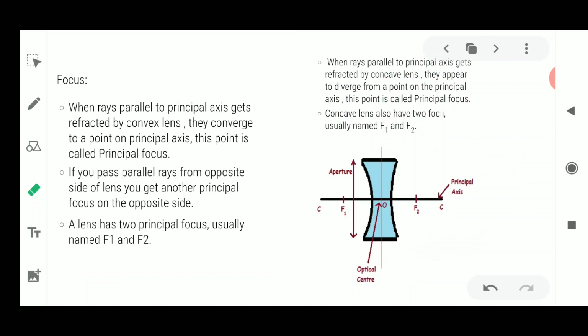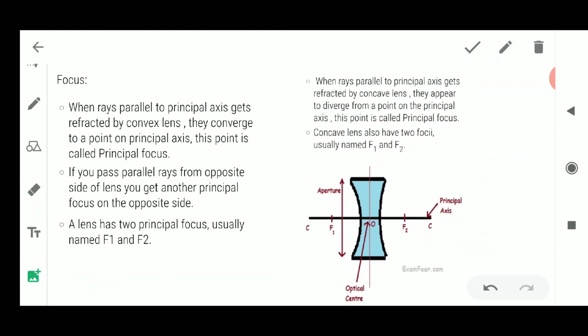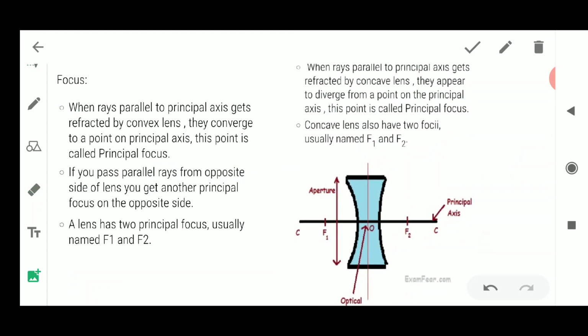Now next thing is what is focus. We have already seen what this focus is. Focus means when rays which are parallel to the principal axis get refracted, they meet at a point that is known as the focus. It was very similar in the mirror also, that whenever rays of light are incident on the mirror, they reflect at one single point. That point was known as the focus.